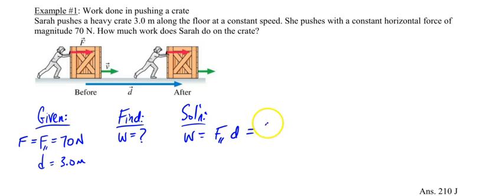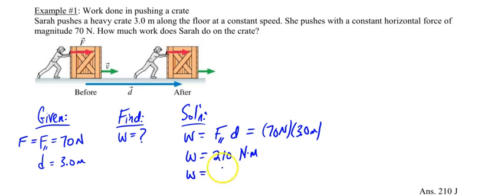F parallel is 70 newtons. The displacement is 3 meters. This gives you an answer of 210 newton meters, or you could write it as 210 joules. So 210 joules is gained by the box system by the work done by Sarah on the crate.